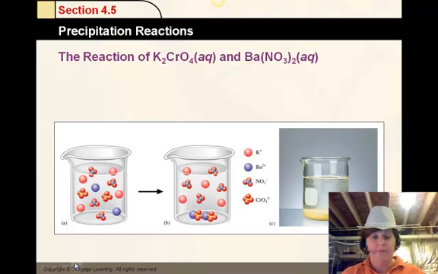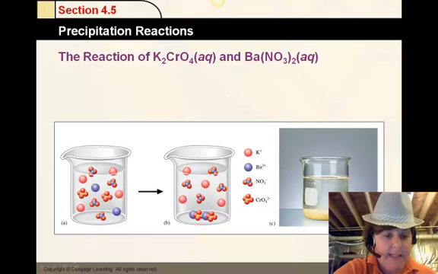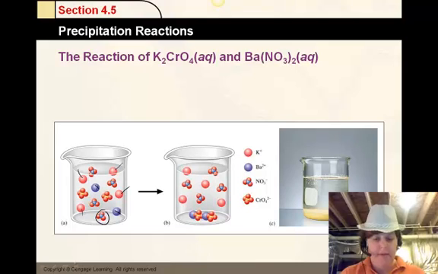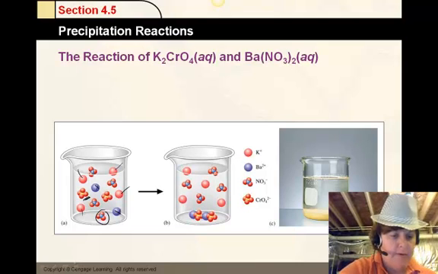Here's a good example of precipitation. Here's a reaction of potassium chromate and barium nitrate. So in letter A, you can see the reactants, and the potassium are the red spheres in this drawing, and the barium are the blue. Nitrates are these little things, and the chromates are those.